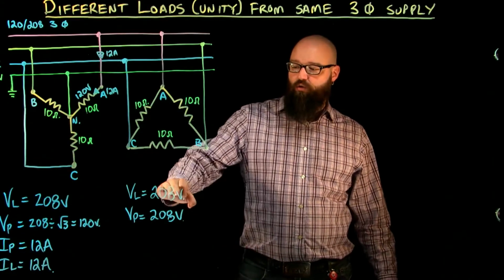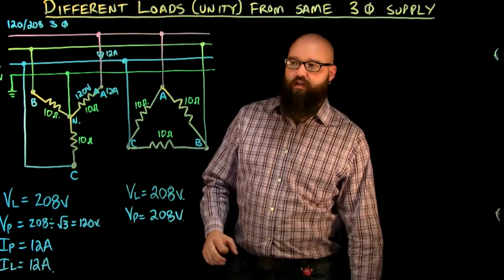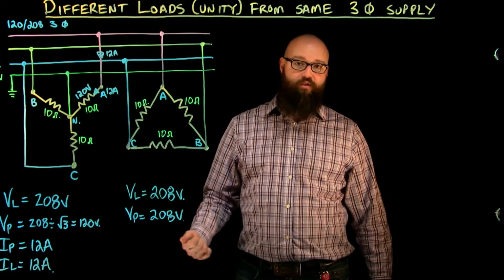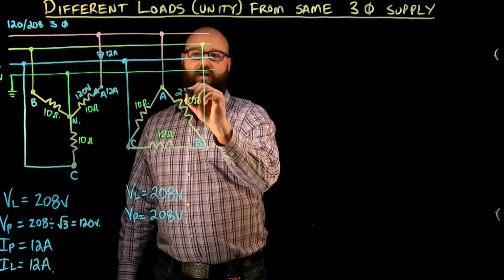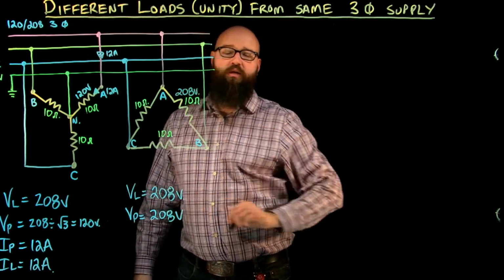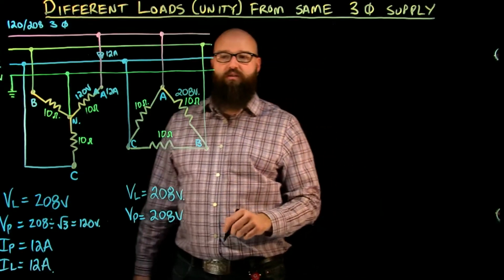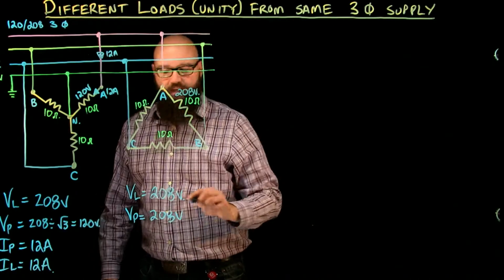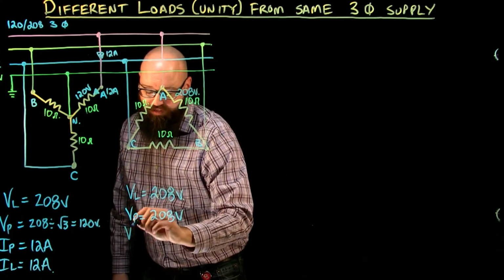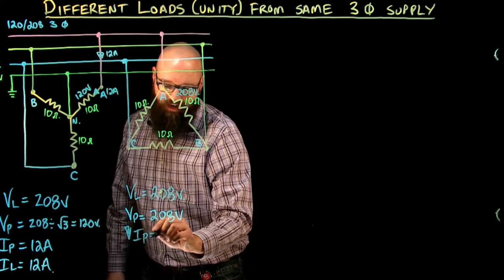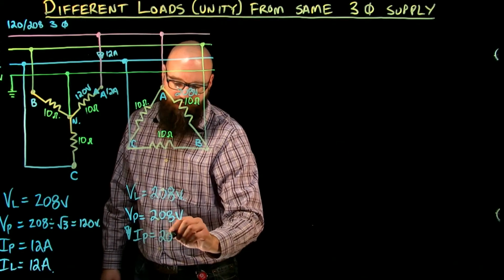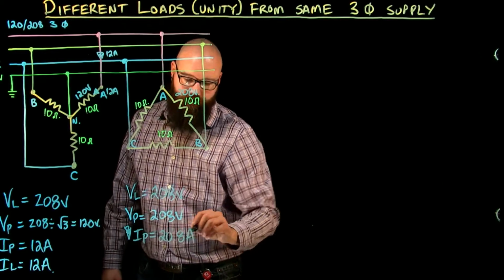We already have our line voltage and our phase voltage, which are the same on our delta. Let's figure out what our phase current and our line currents are. So again, same thing. The only difference is now I have 208 volts as my phase voltage on my delta system divided by the same 10 ohms of impedance. We end up with I phase equal to 20.8 amps.